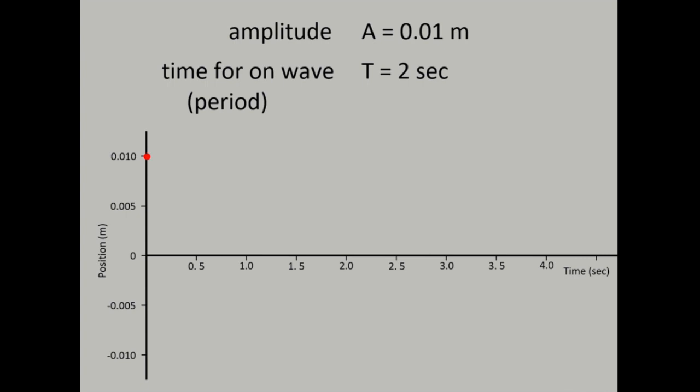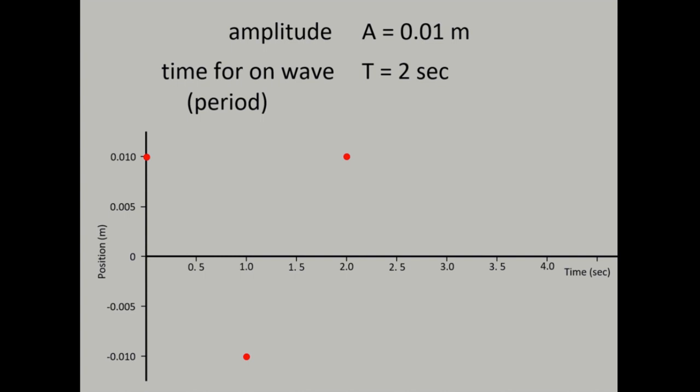We also know that it took 2 seconds for the whole thing to repeat. So at 2 seconds, we are going to be back again at 0.1. There's my first 2 points. So let's see, 2 seconds for one whole oscillation. After 1 second, it would have been all the way at the bottom. There's my third point.